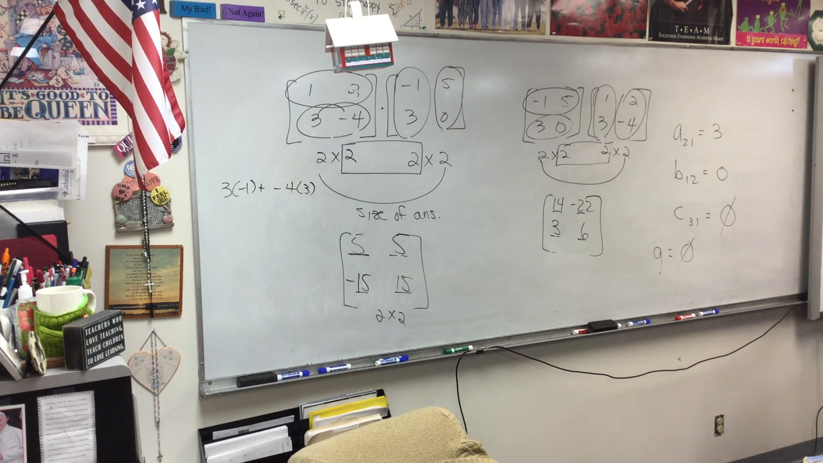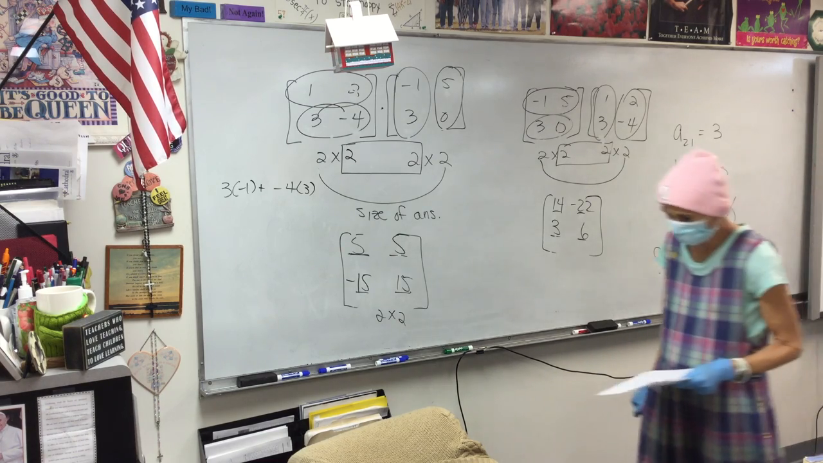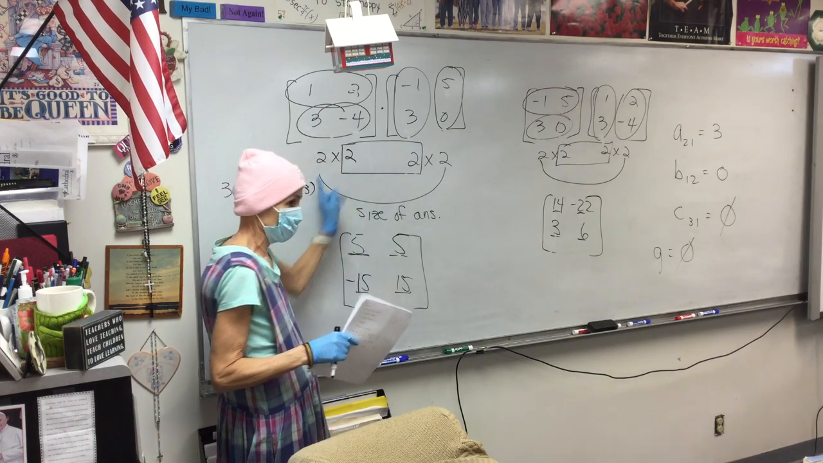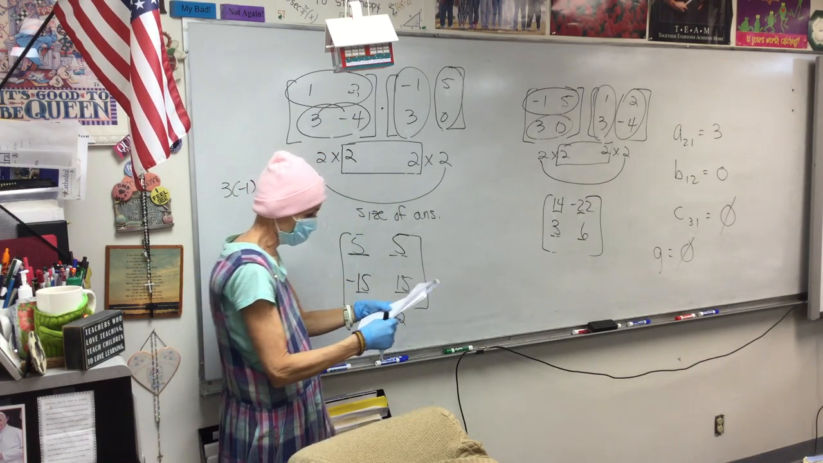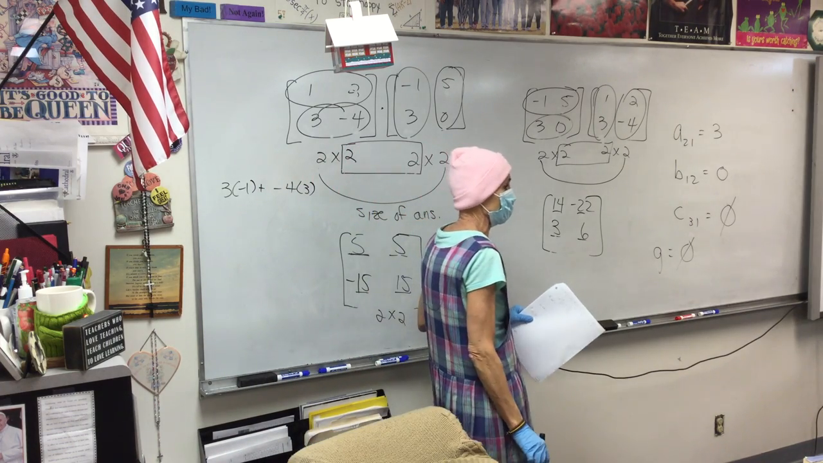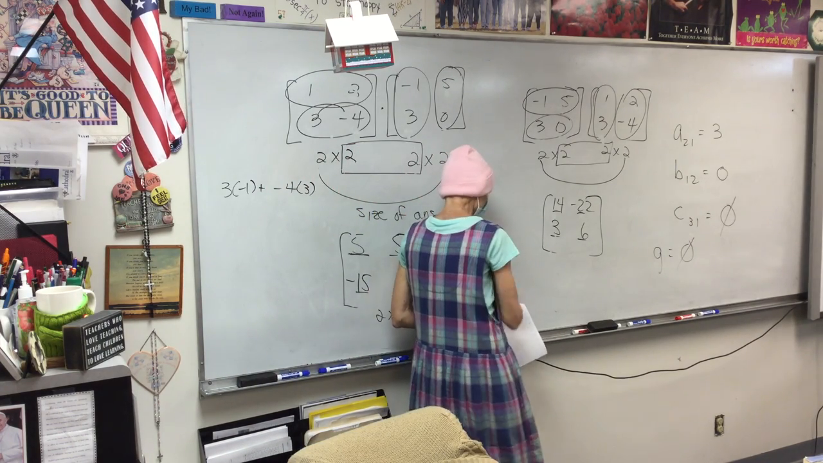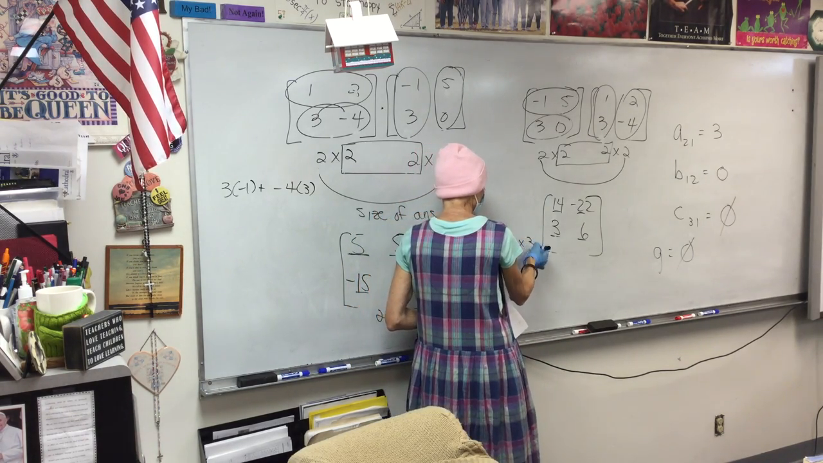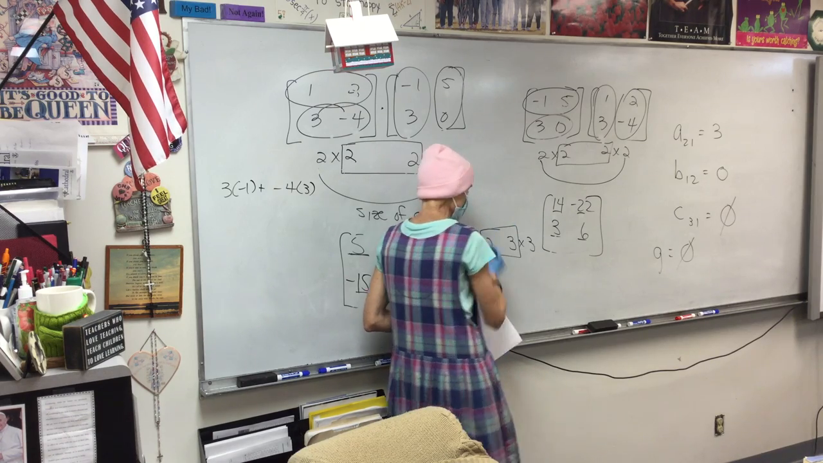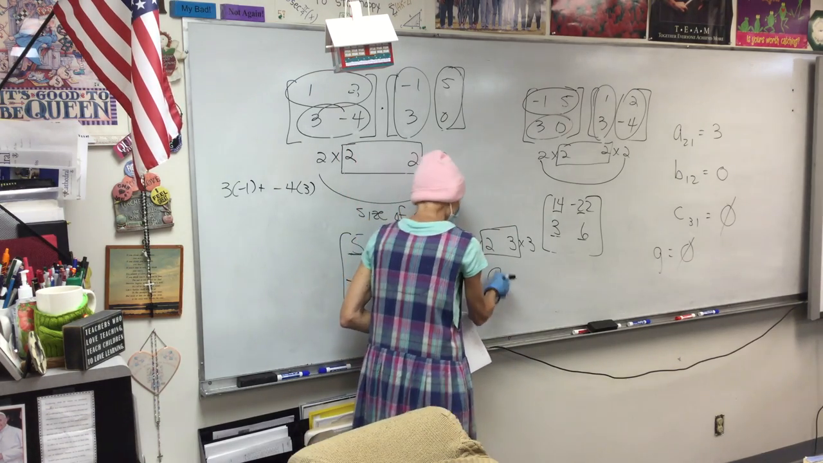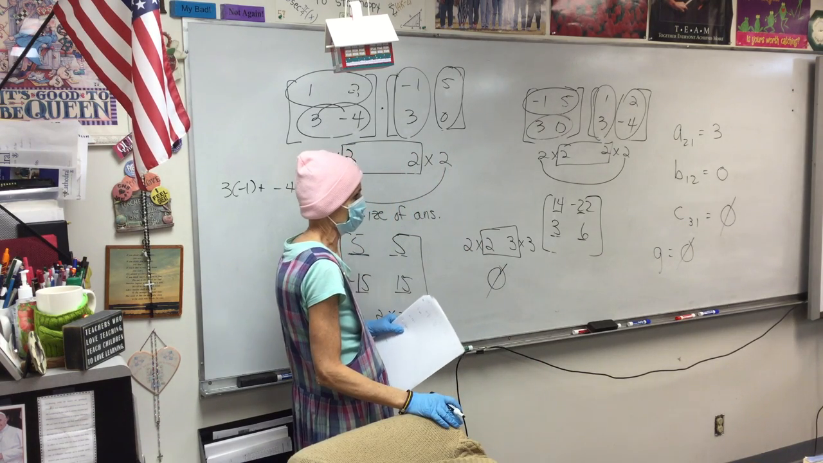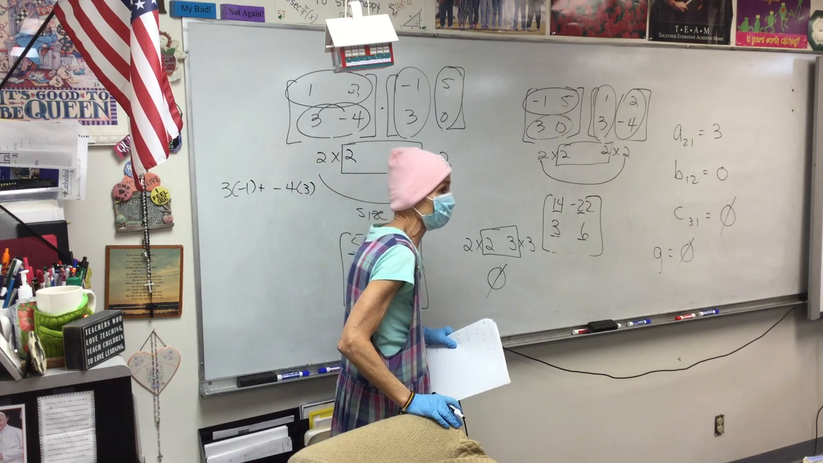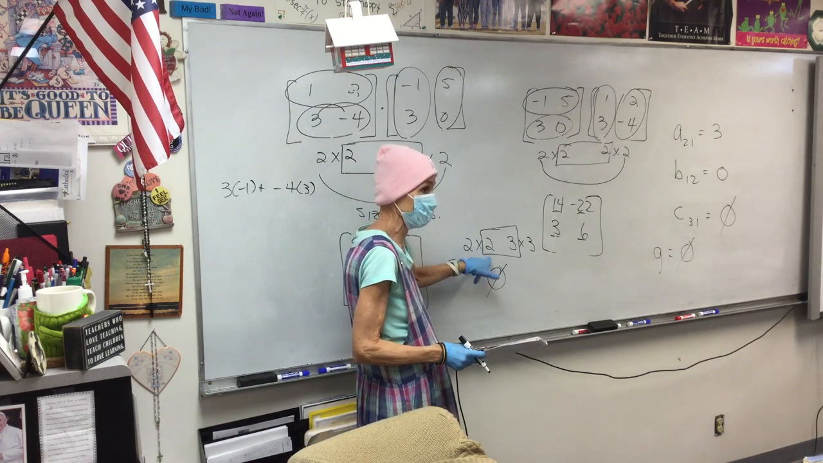Now remember how you start. What do you do first? Always, what do you check first? Your dimensions. What are the dimensions of D? 2 by 2. What are the dimensions of E? Whoa, whoa, whoa. Can this problem even be done? No, that's an empty set. Move on. Do not start doing anything until you have checked this.